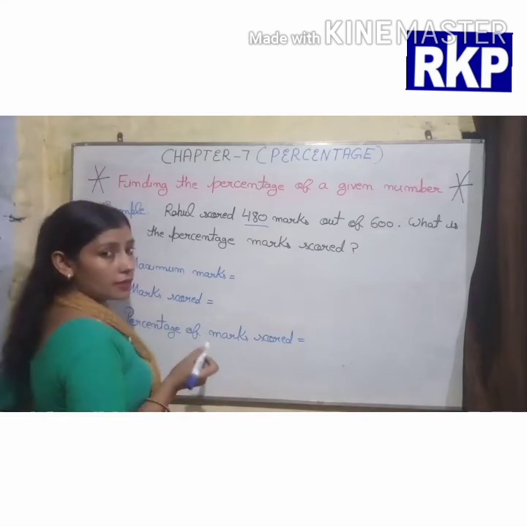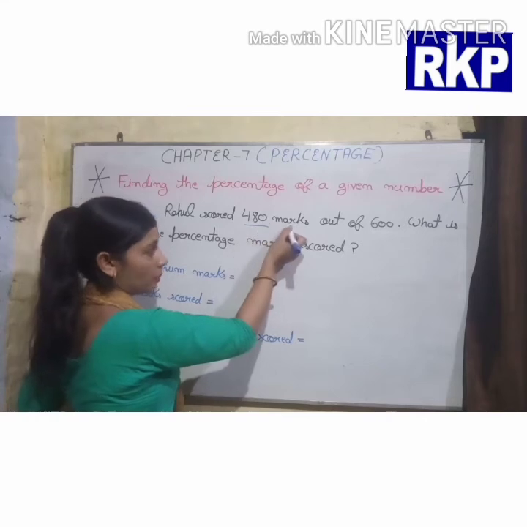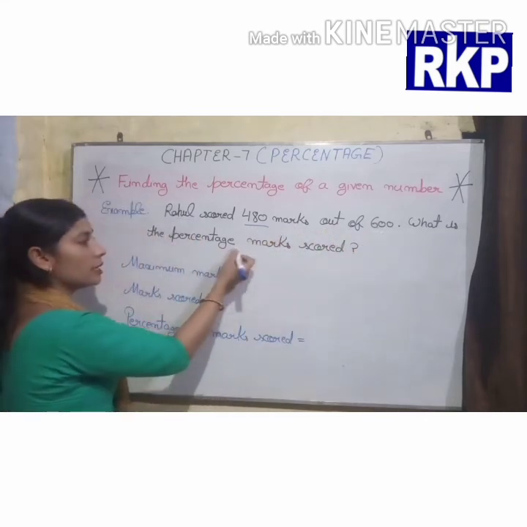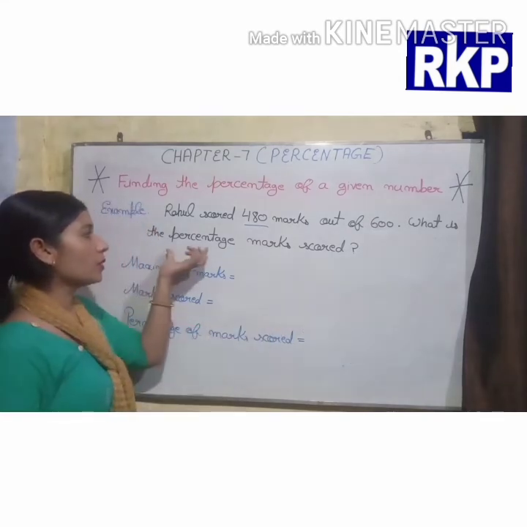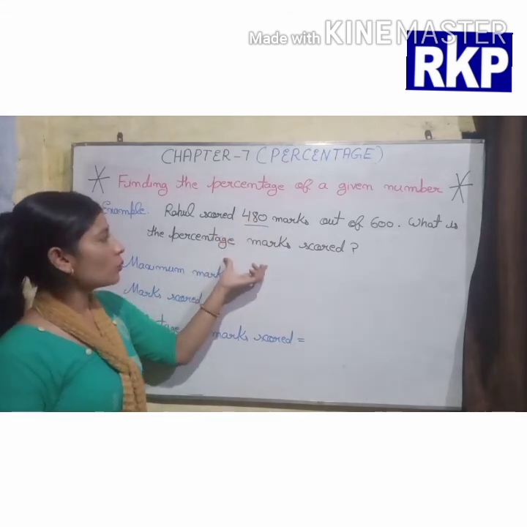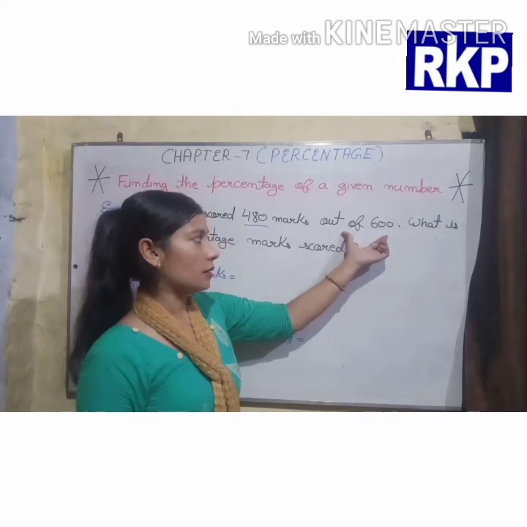Now students, let us take one more example. Rahul scored 480 marks out of 600. What is the percentage of marks scored? So here beta, we have to find out the percentage of marks scored by Rahul. So first of all, let us see how many total marks are there.